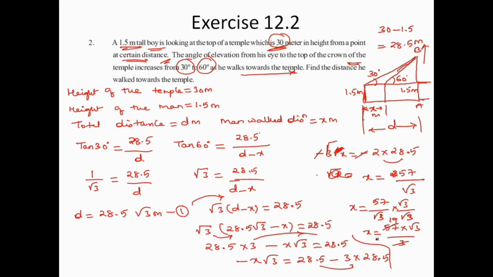So overall we are left out here with 19 root 3. So x is equal to 19 into the value of root 3, right? So at last, when I'm doing this, it can be written as 32.908 meters is the required distance. So this is your required distance walked by the man. I hope this is also clear, right?